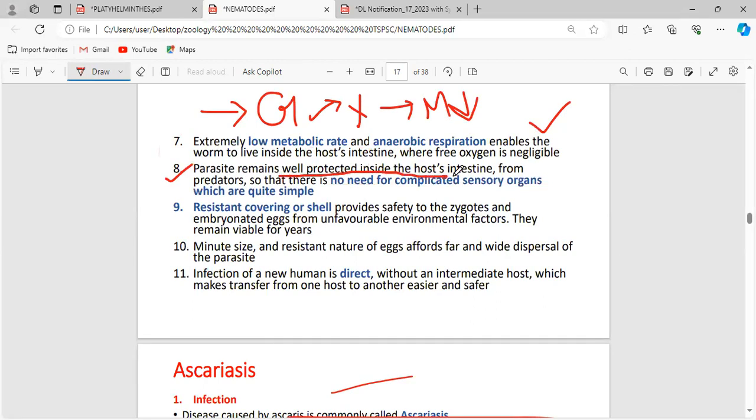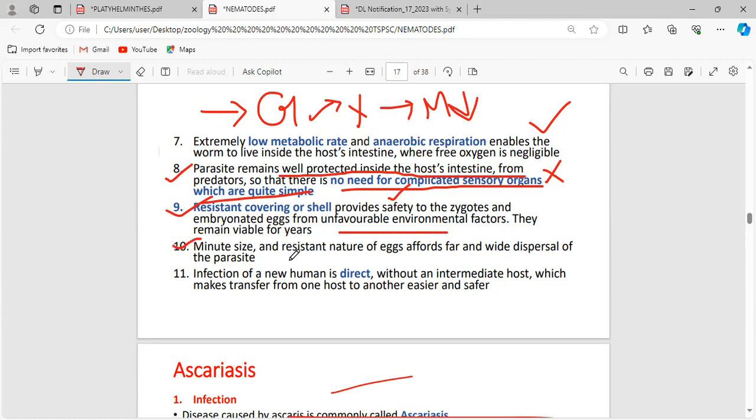The parasite remains well protected inside the host intestine from predators, so there is no need of complicated sense organs. Instead, the sensory organs will be very primitive, which is sufficient for the parasite to survive. The resistant covering or shell provides safety to the zygotes, preventing damage in adverse conditions or unfavorable environmental factors.